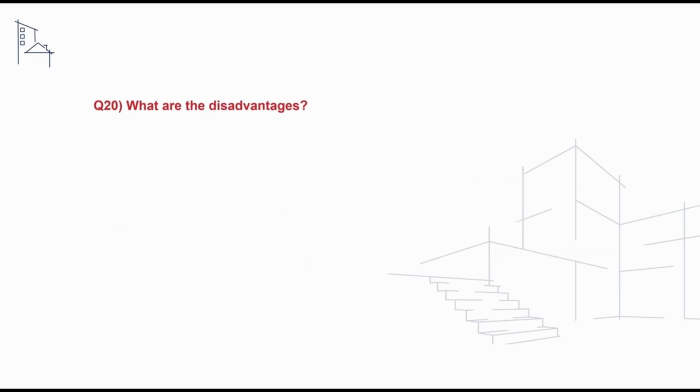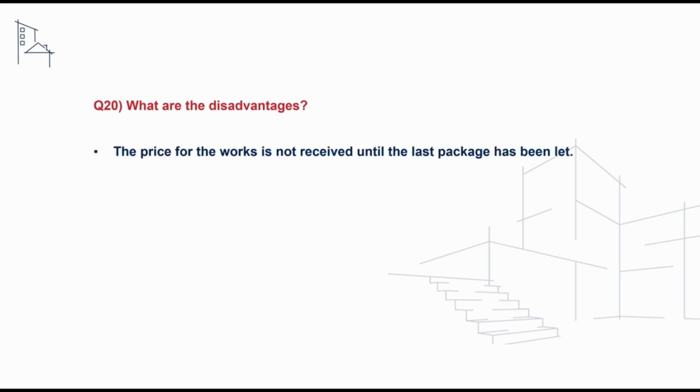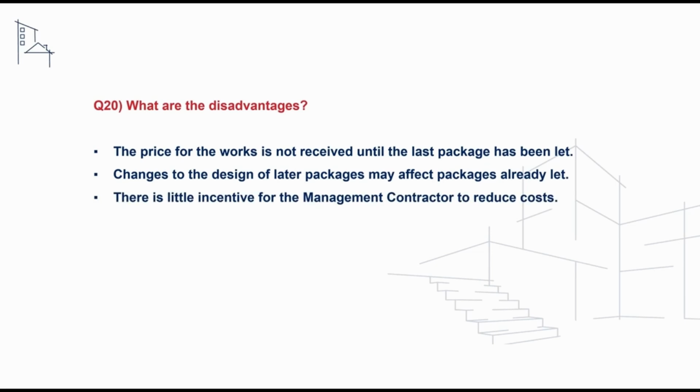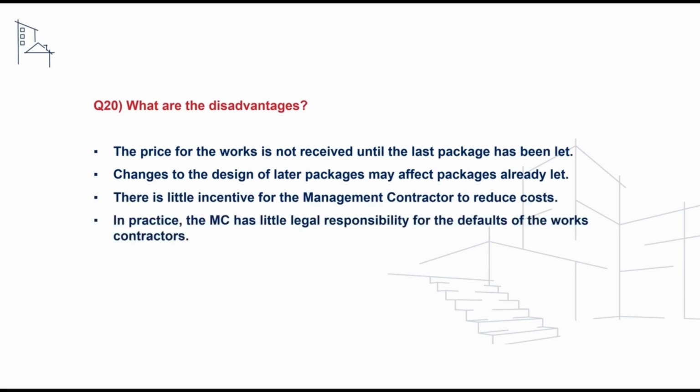money for the client. And another question we may receive on this is what are the key disadvantages associated with management contracting procurement? And to address this, we can say that the price for the works is not received until the last package has been let, resulting in reduced levels of cost certainty. Changes to the design of later packages may affect packages previously let, adding to complications within the project. There is little incentive for the management contractor to reduce costs, as they will still receive their management fee. In practice, the management contractor has little legal responsibility for any defaults of the trade packages.